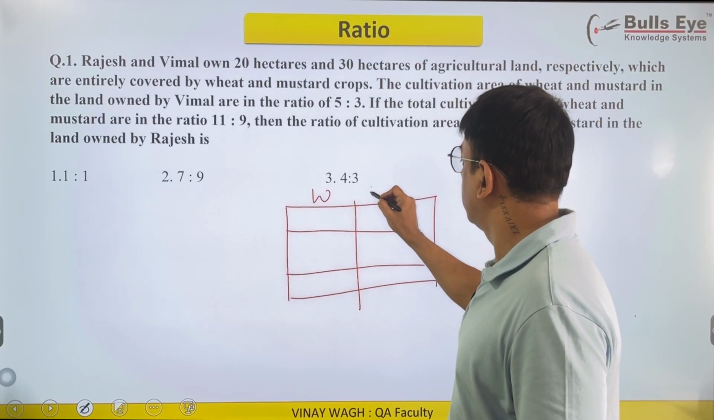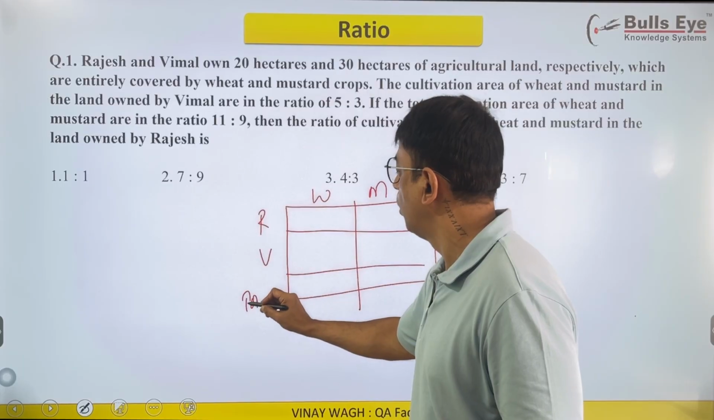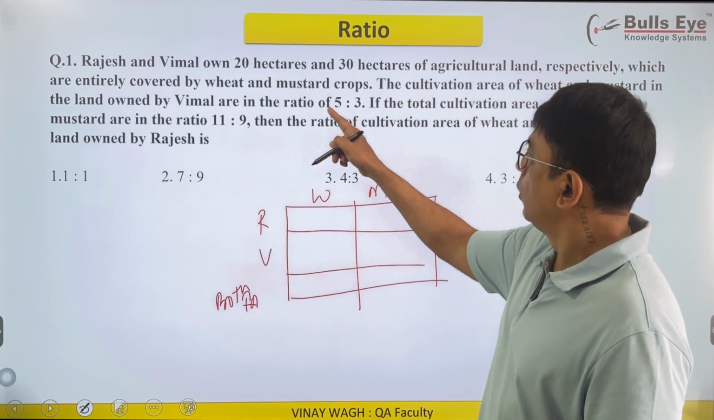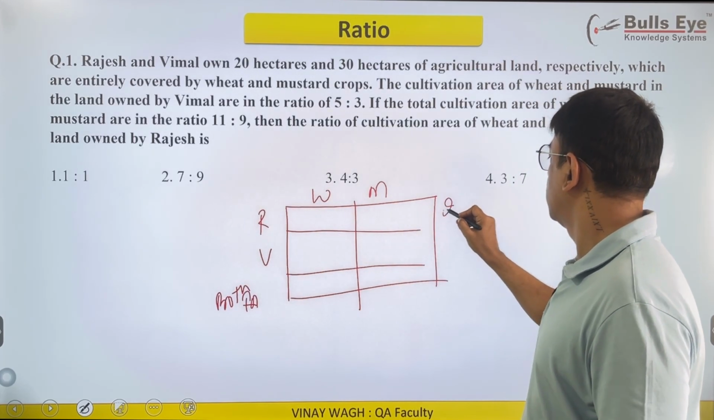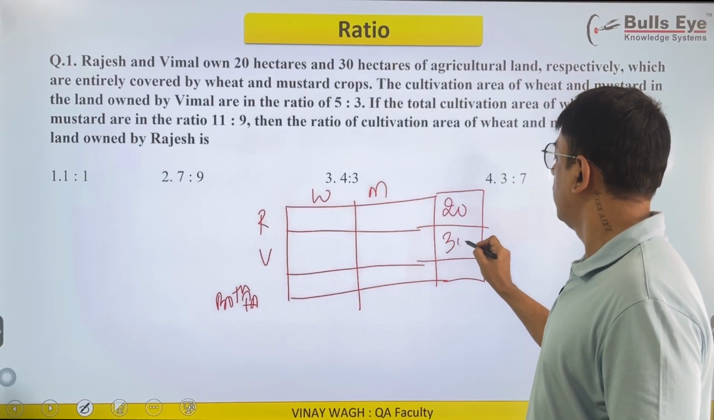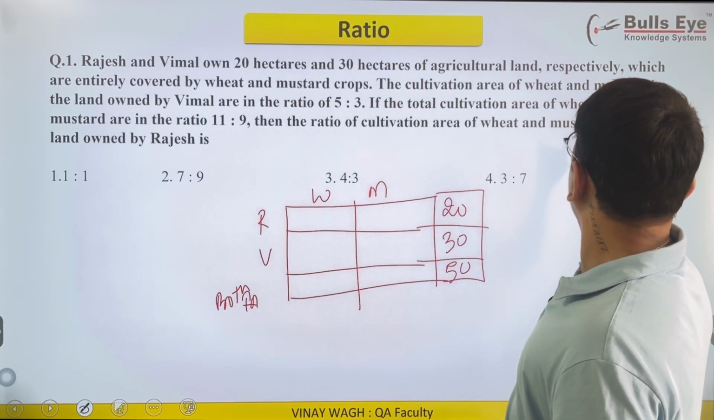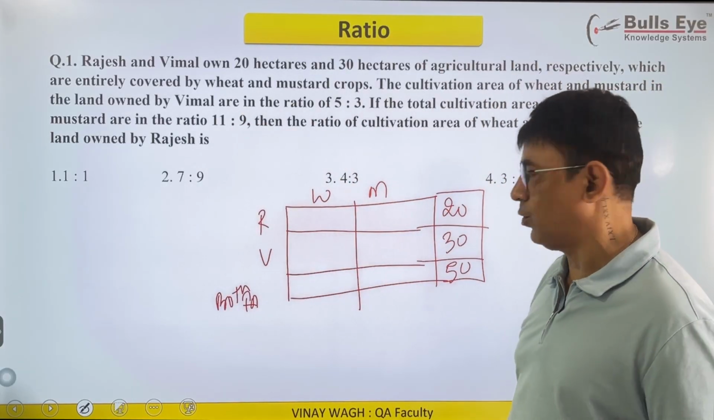Let's say this is wheat, this is mustard, this is Rajesh, this is Vimal, and this is both. I'll not use the word total. Let's say it is both. So 20 hectares for Rajesh. This is total. Let me also have one column here. And this is 30. So this is 50, right? The cultivation area of wheat and mustard owned by Vimal, this is Vimal, it's in 5:3.